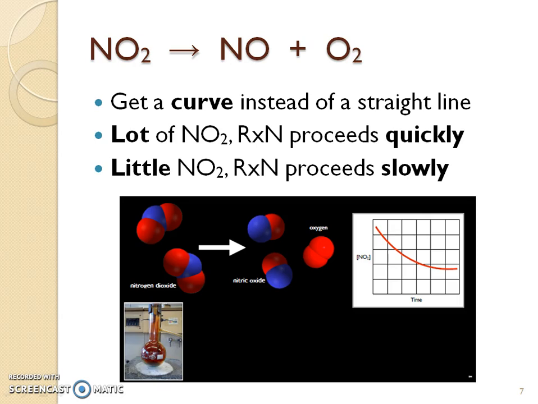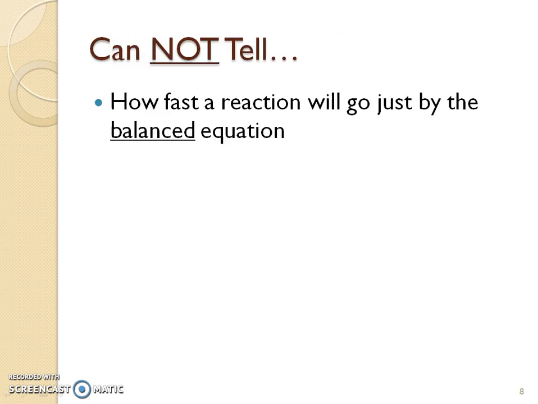However, sometimes we get a curved line for a reaction. In other words, something like nitrogen dioxide decomposing into nitrogen monoxide and oxygen gas. This curved line tells us that in the beginning, a lot of that NO2 is proceeding very quickly to form products. And at some point, at the bottom of this curve, there's a little NO2 that is reacting slowly to form those products.